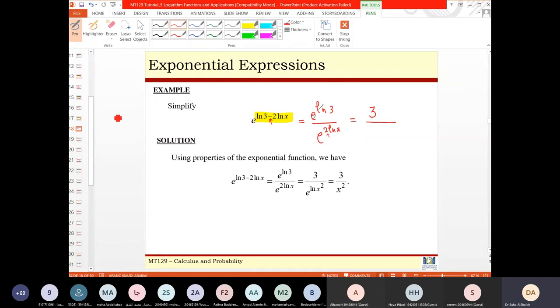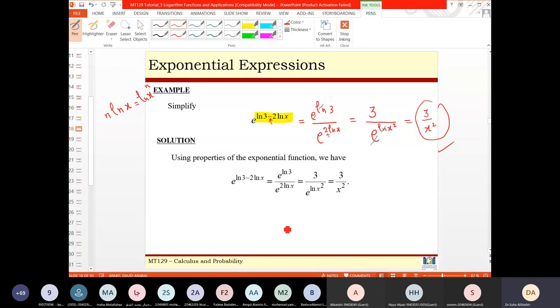Now this is a rule. Whenever you have, for example, n in front of ln x, this is the same as ln x to the power n. It comes out as a power. We will mention this when we talk about more properties of the ln. So this can be written as e to the power ln of x squared. Now I have a direct touch between e and the ln, they cancel each other and we remain with x squared. So this is 3 over x squared, and this is the simplest form.